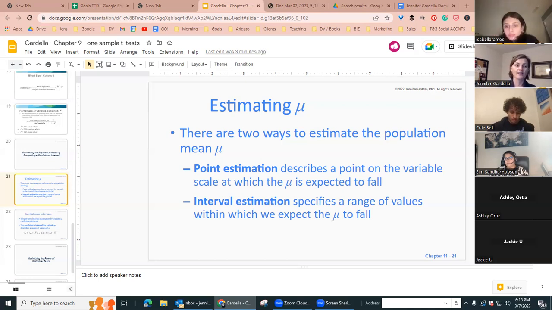There are two ways to estimate. The first is point estimation, and the second is interval estimation. A point describes the actual point where you think mu is going to fall. I always bow to interval estimation. I don't know why, I just always have. That's the way that I was taught. And that's just a confidence interval.